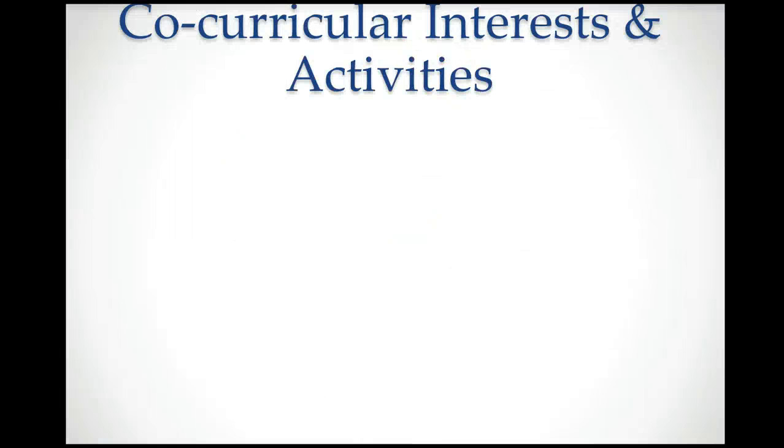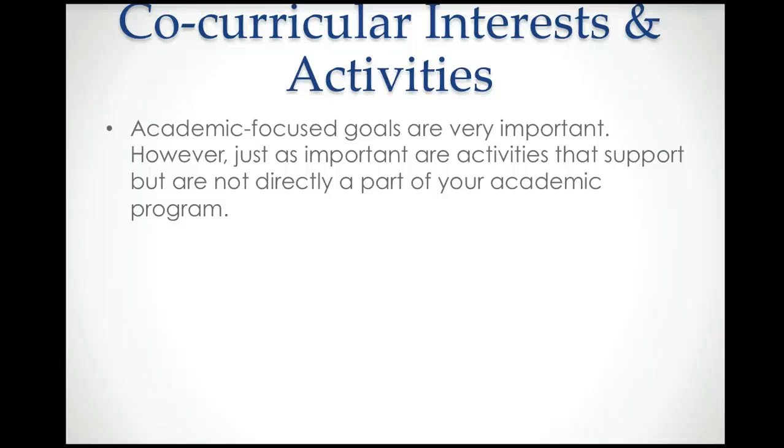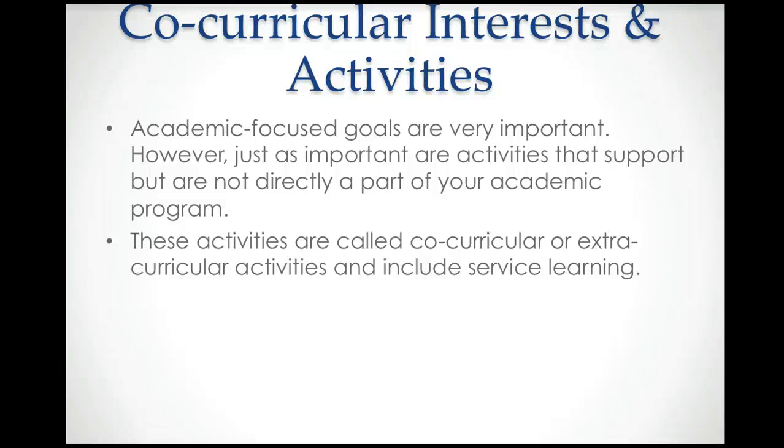So let's talk about co-curricular interests and activities first before we actually make our goal. These are important because it's not just academics that are important factors in your success. It's also the idea that you have interests outside of school and you can tie your academic learning in with your interests outside of school. So those activities are called co-curricular or extracurricular activities, right? They also might be service learning, which is finding a project and then applying the skills that you know inside the classroom to a project that helps your community outside the classroom.